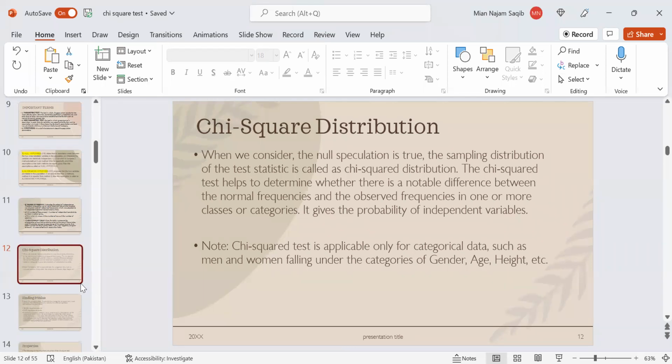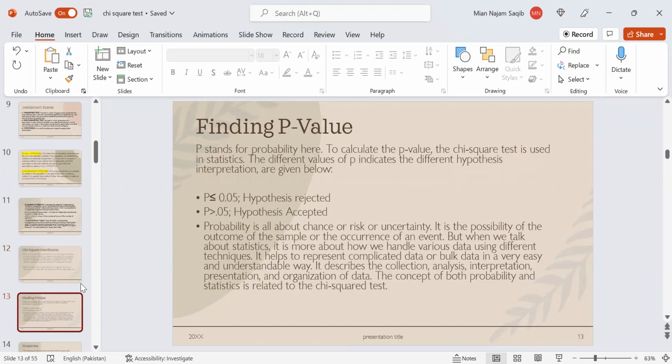Note that the chi-square test is applicable only for categorical data, such as men and women falling under the categories of age, gender, height, etc.